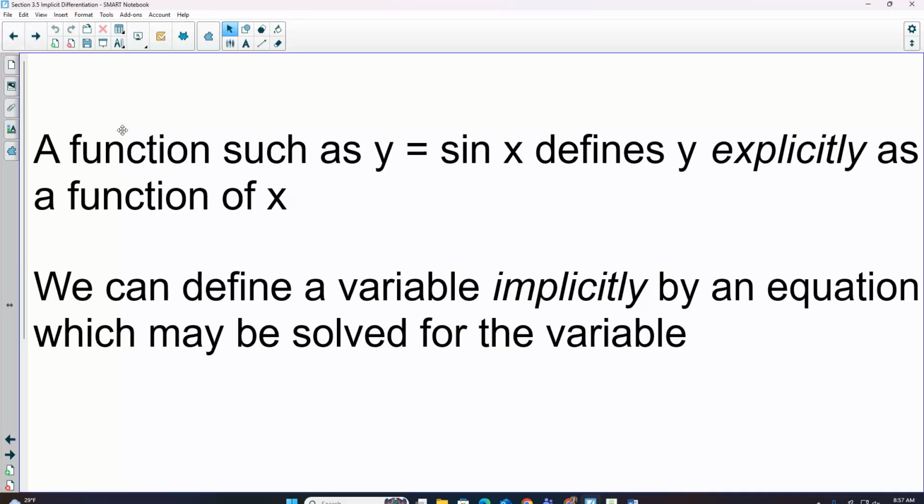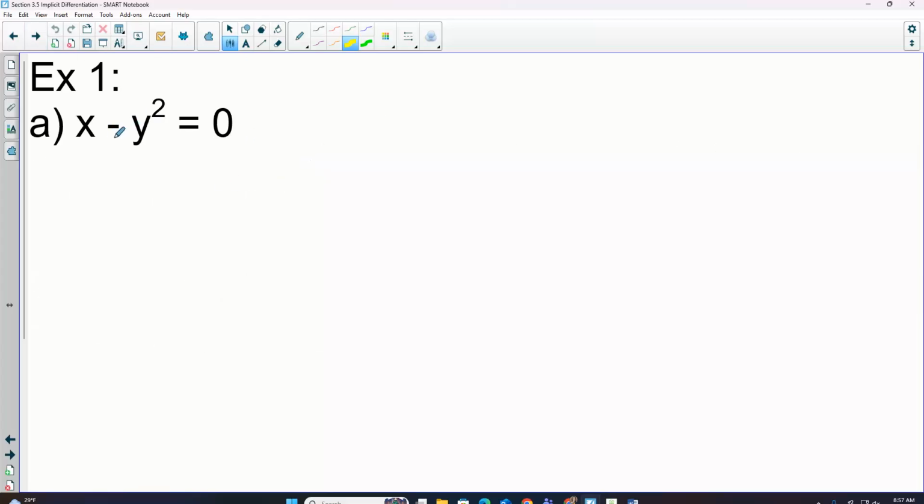So we are used to doing the derivative of functions that are y equals something, and that something has an x in it. Y is defined explicitly. We have y equals. But sometimes we have an equation where the y is within the equation itself. So like x minus y squared equals 0. Now, could we solve this for y? Absolutely.